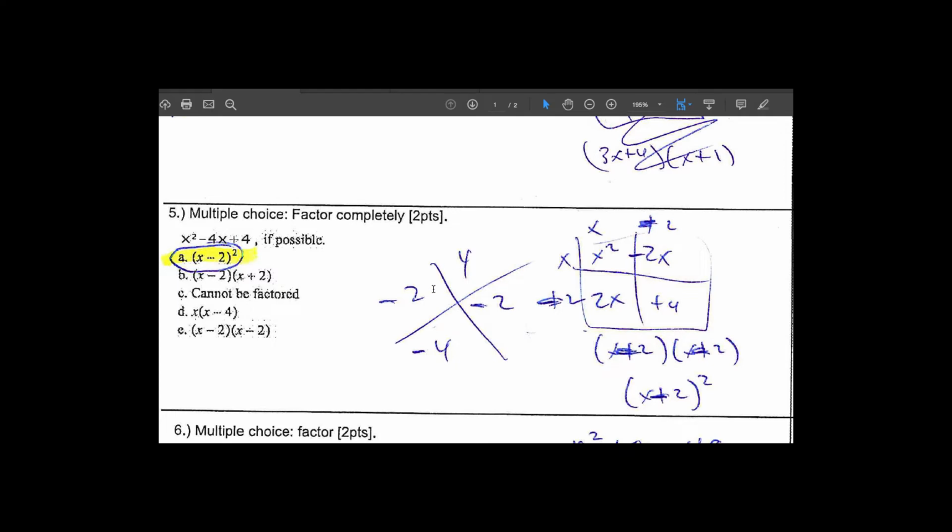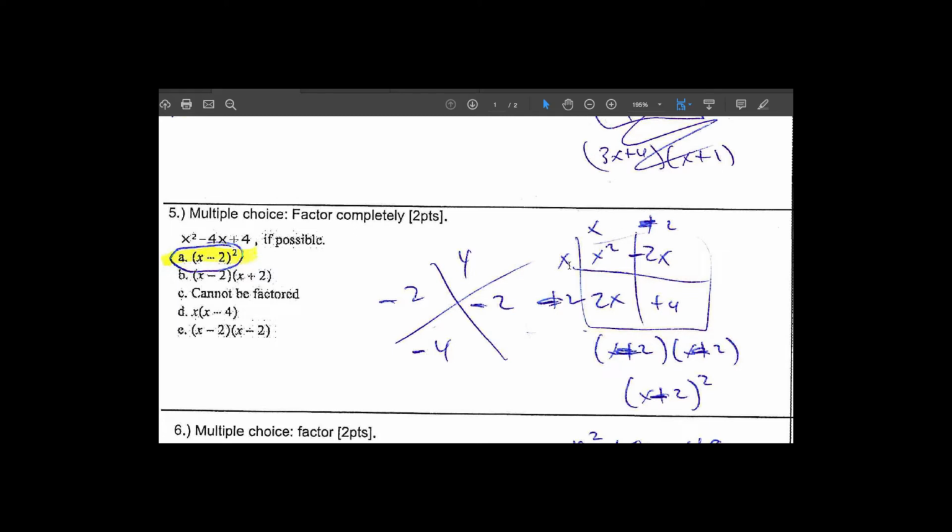What are 2 numbers that multiply to be a +4? That's -2 and -2. And if you add those together, -2 plus a -2, that gives you a -4. So I'm going to put my -2x down here, and my -2 over here, and then my A value x squared here, and my C value in the bottom right.